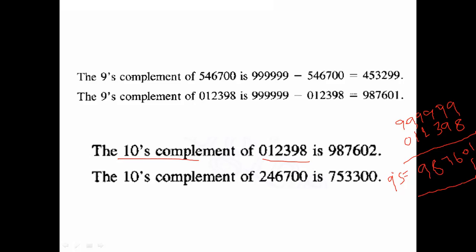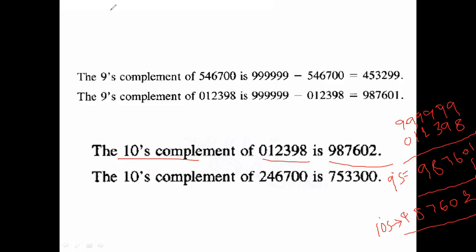At the LSB, 1 plus 1 is 2. The remaining digits stay as they are: 0, 6, 7, 8, 9. This is the 10's complement, 987602. Are you getting the same result here? This is the way to do the 10's complement.